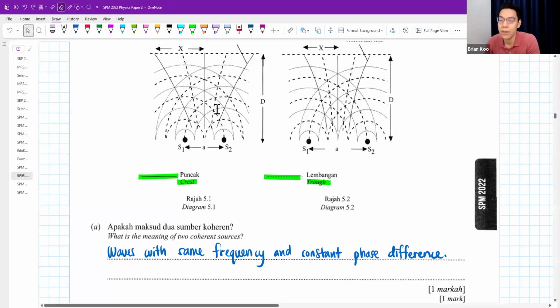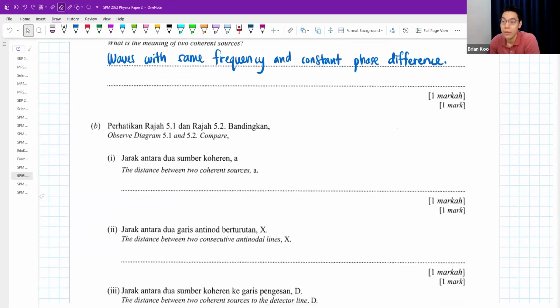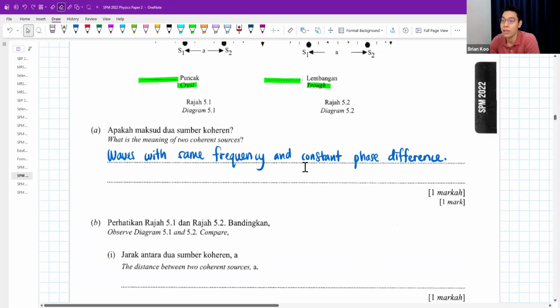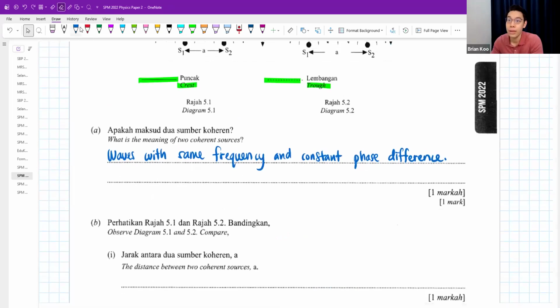We never really learn much about phase difference, but if you take A levels or Form 6, then you will study a bit of that phase difference. But at this stage, you just think, okay, wavelength must be the same. It also means that the way they overlap must always be very perfect, like you put them side by side. Part B, observe diagram 5.1, 5.2, compare the distance between two coherent sources A. Diagram 1, smaller A, diagram 2, bigger A. Because it is a structure question, you can say like this: diagram 5.1 smaller than diagram 5.2.